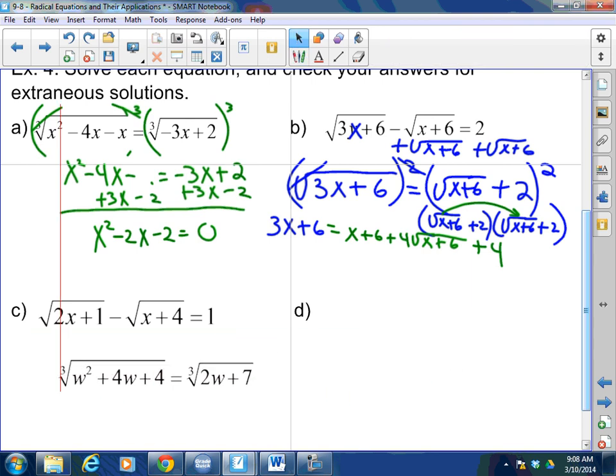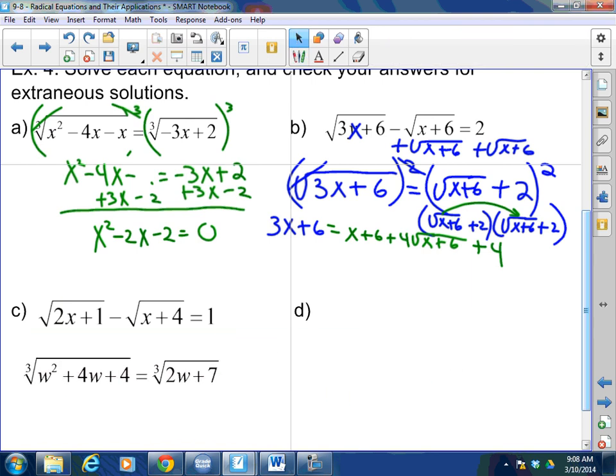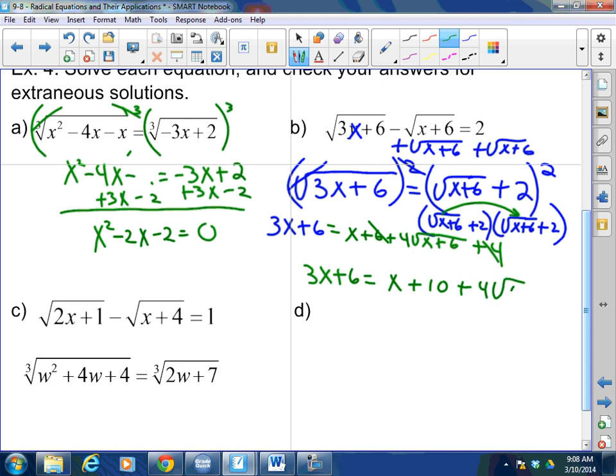I'm going to lower this so we have plenty of space. Is everyone with me so far? Okay. So now I've got 3x plus 6 equals x plus 10 plus 4 square root of x plus 6. Let's go ahead and subtract an x and a 10 to both sides. So I have 2x minus 4 equals 4 square root of x plus 6. Let's go ahead and divide everything by 4.